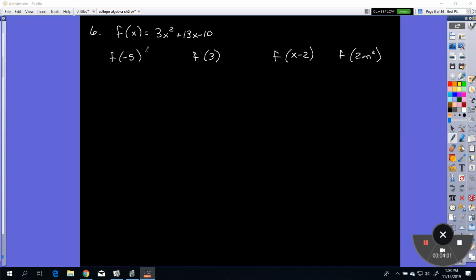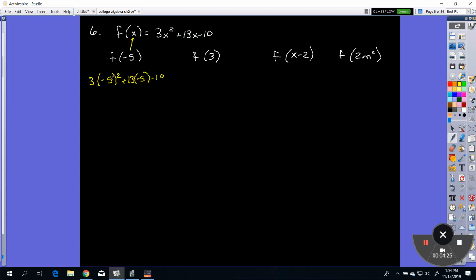All right, number 6. It says find the indicated value for this given function. So here's my given function. The first one says find f of -5. So see how this x has been replaced with -5? That means I need to replace the x's over here in the equation with -5 as well. So that means I have 3 times -5 squared plus 13 times -5 minus 10.